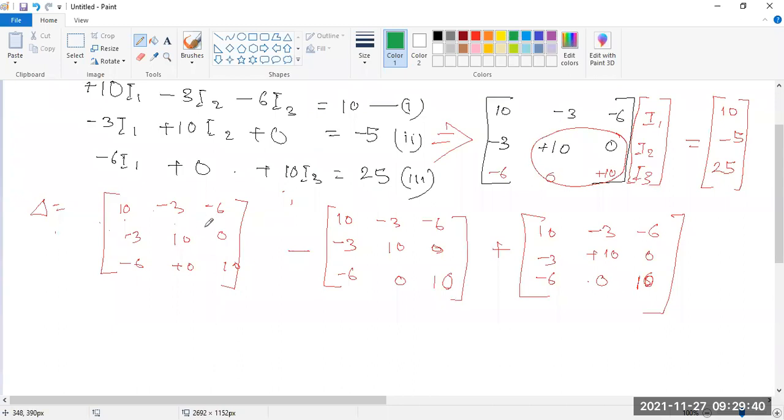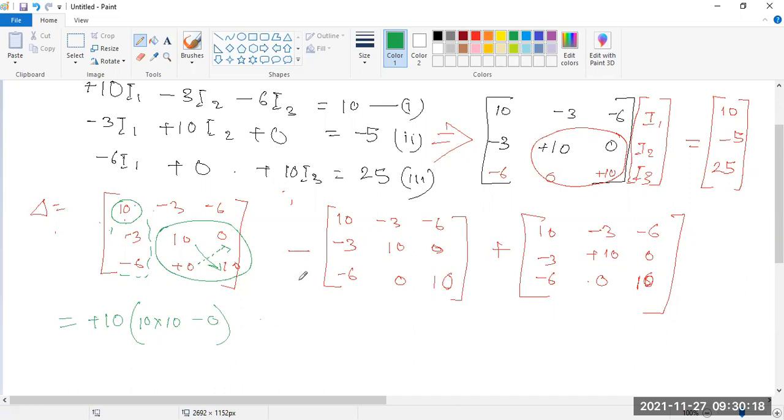Then we have to take, look, one by one. Say, if I take this 10, 10 is coming in this column, so leave this column, and we have to take this one. So it is coming plus. 10 is given into this cross multiplication and divided by this. So 10 into 10 and minus this, so this is 0. Okay, this is the solution.